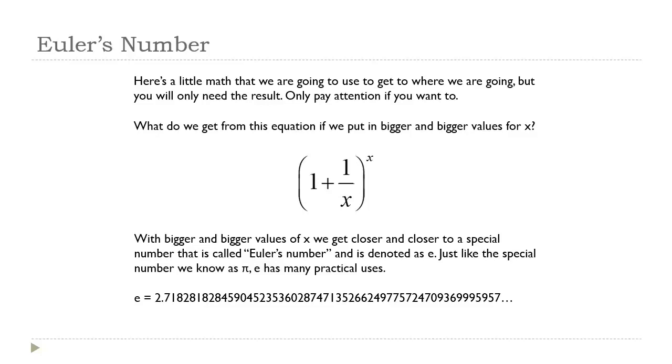Just like the special number we know as pi, e has many practical uses. Here I'm showing you what e is equal to, to so many digits. Notice the ellipses at the end. Just like pi, it goes on and on and on, and there are people that have calculated this to thousands of digits, but no one has ever calculated it to the end because there is no end. How about we just call it 2.718, just like we call pi 3.14.